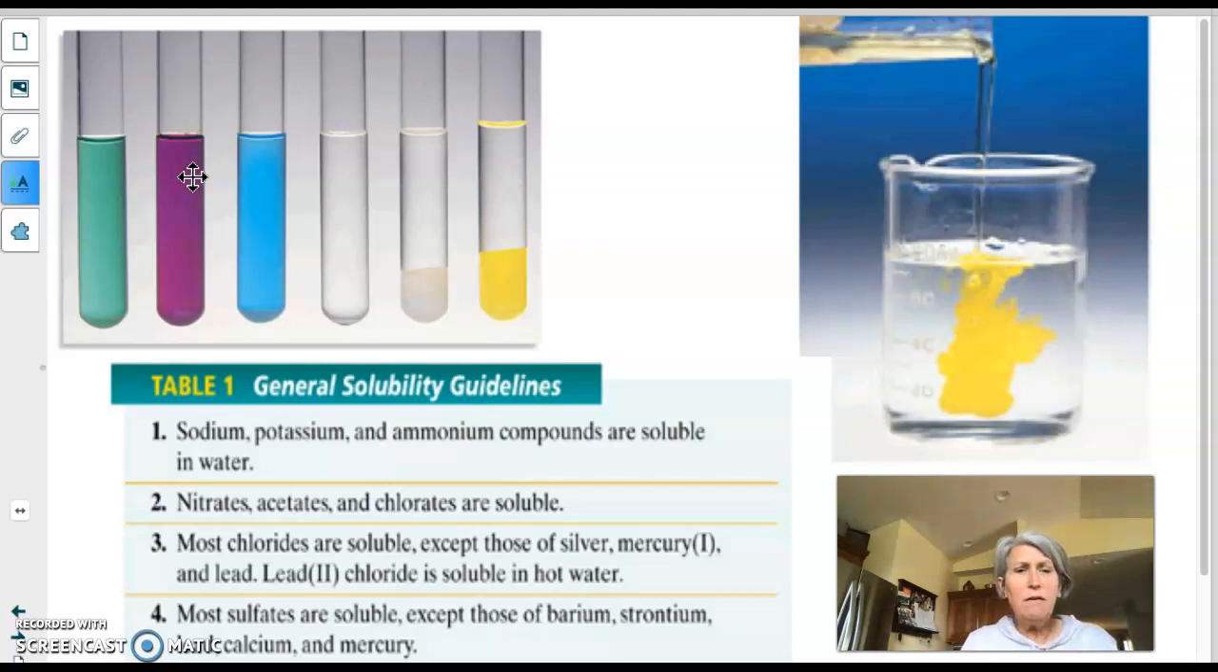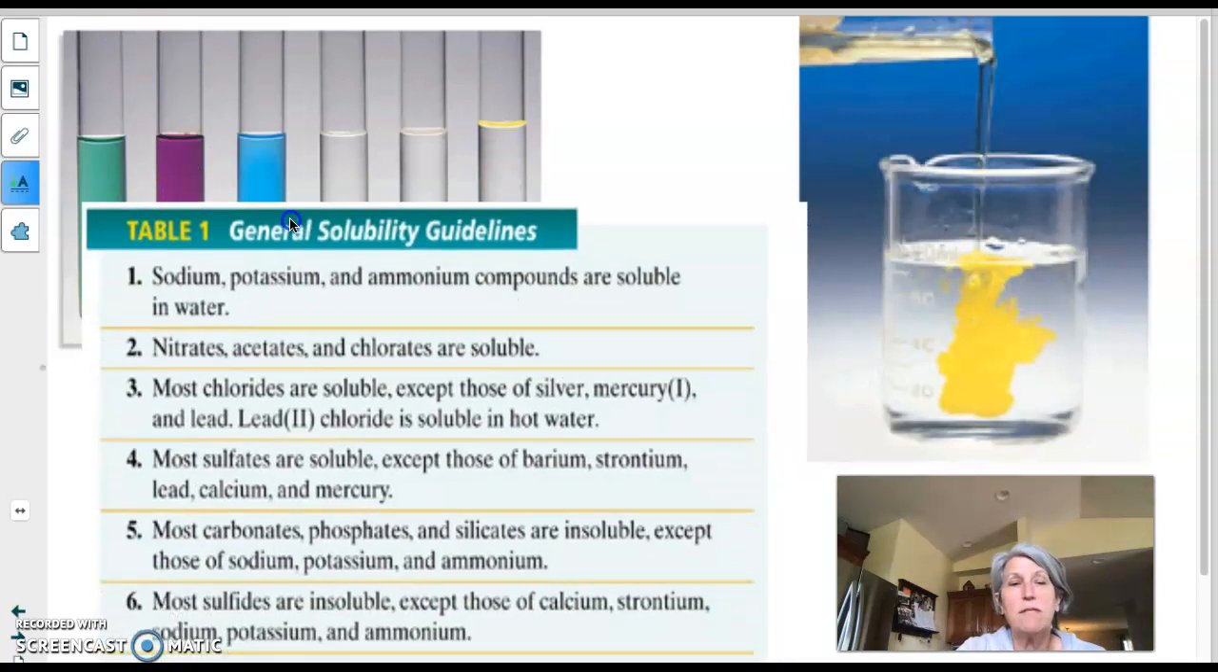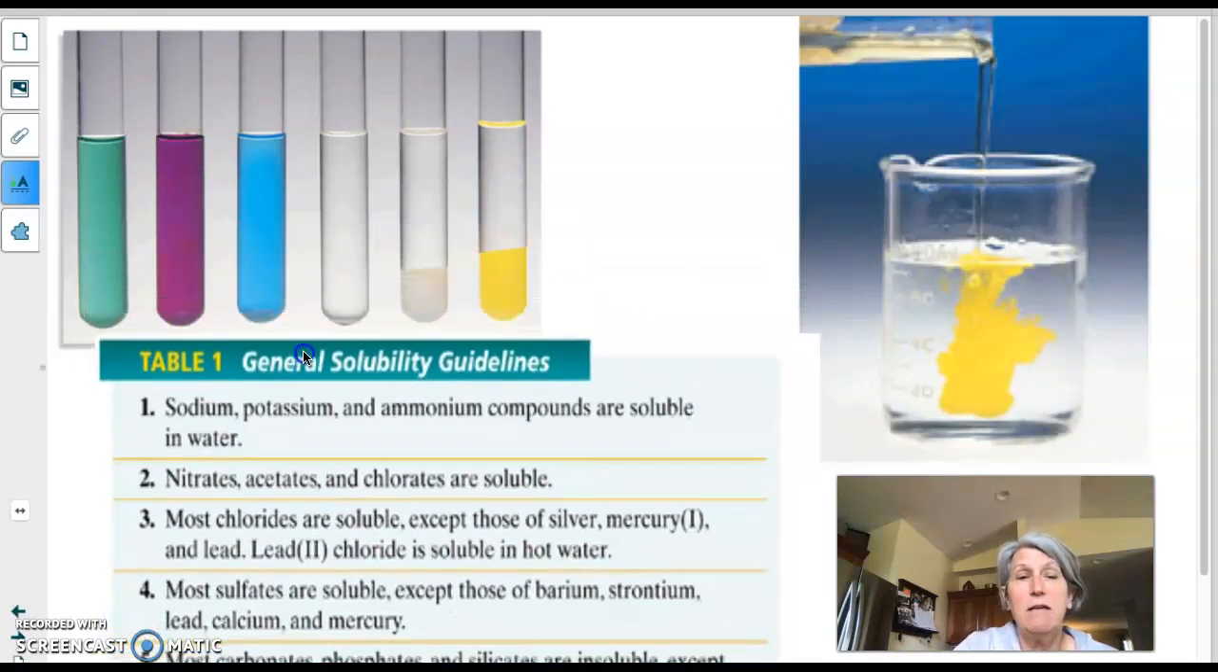There are what we call solubility rules, and this is from your textbook. There's a table on page 437 with general solubility rules. Really, the only two you should know are that anything in group 1, like sodium, potassium, lithium, rubidium, and the ammonium ion, NH4+, will always be soluble in water. And nitrates, and for the most part acetates and chlorates, but for sure nitrates are always soluble in water.